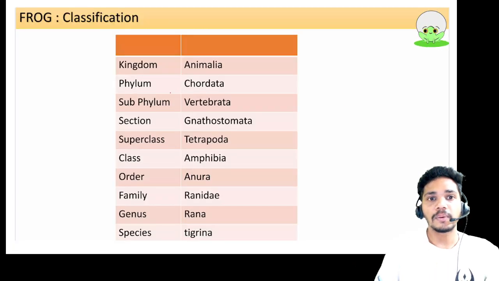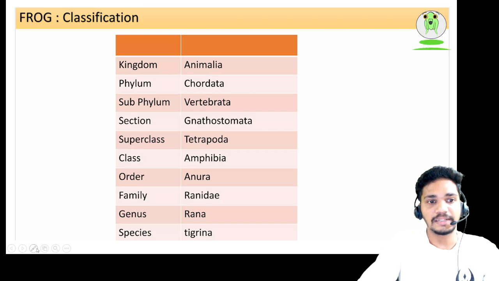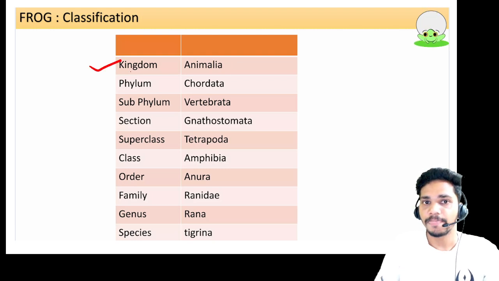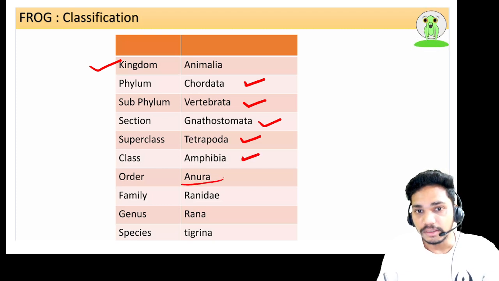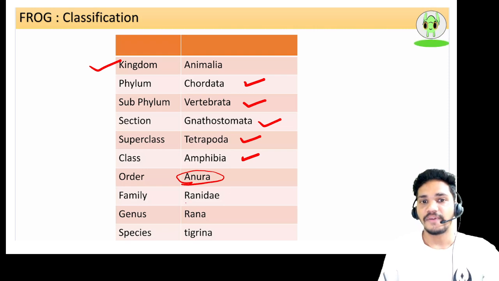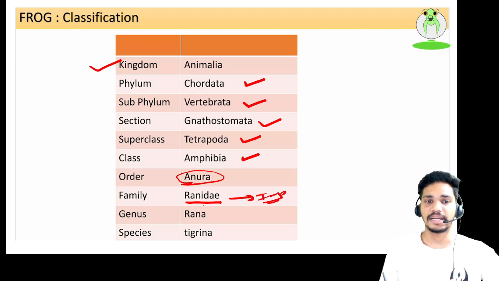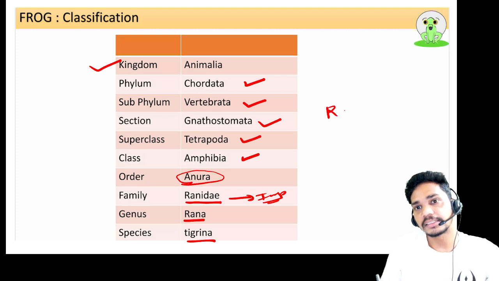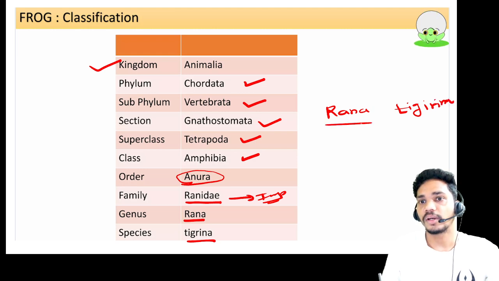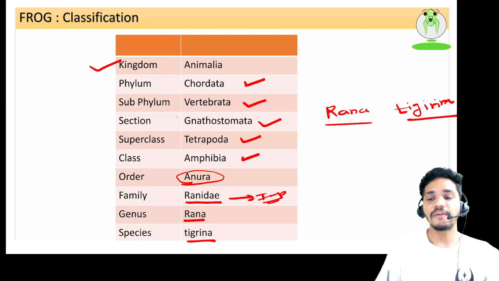Now, when we talk about the actual classification, the scientific name of the frog, then it comes under the kingdom Animalia, phylum Chordata, then Vertebrata, Gnathostomata, superclass Tetrapoda, class Amphibia, order, we missed the order. Order is what? Anura. Then family, Ranidae. This is very important to make sure you understand this Ranidae. Genus Rana and species tigrina. So what is the scientific name of the frog? It's Rana tigrina. Okay, this is the scientific name of the frog. So we have done with the classification.